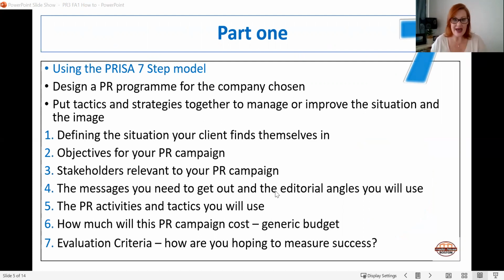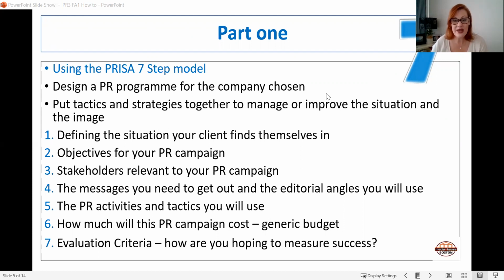Now, remember, if they've acted unethically, you want to very quickly sort this out. You want to very quickly ensure that their reputation is fixed and that they are taking the correct steps to fix the reputational damage and to stand out and to stand up against this kind of unethical behavior. So you have to put tactics and strategies together to manage or improve that situation.